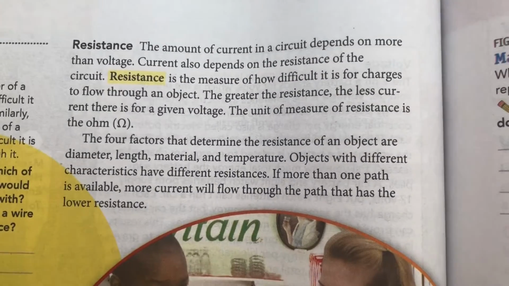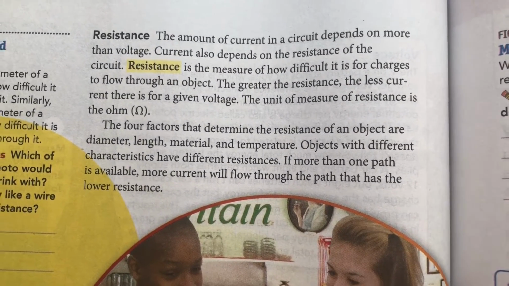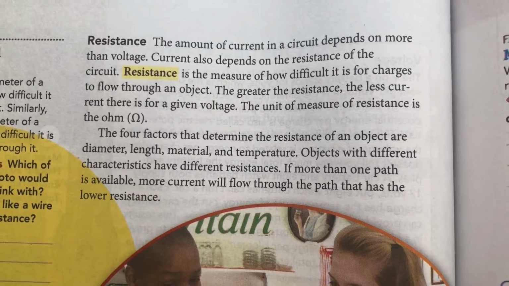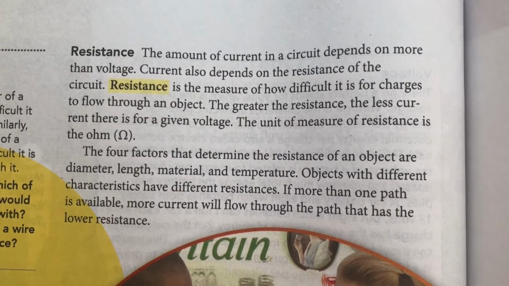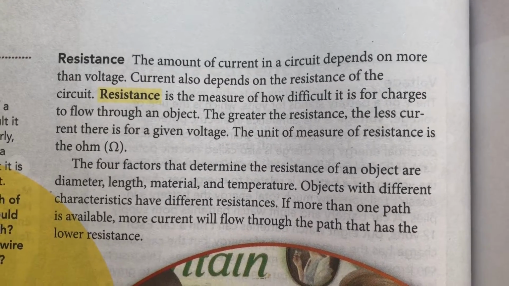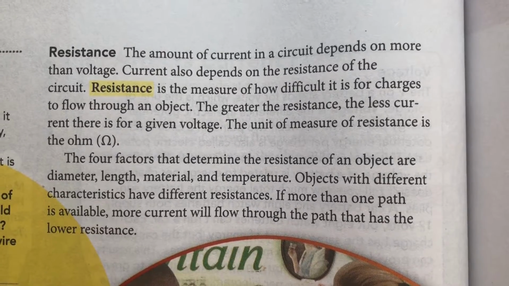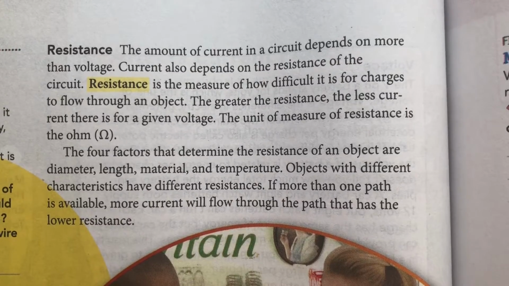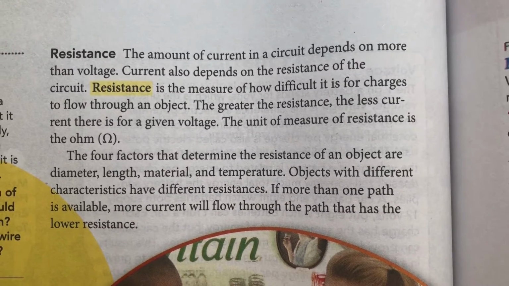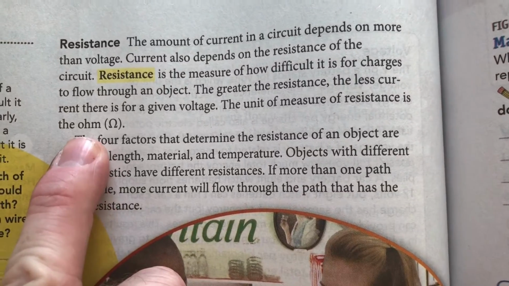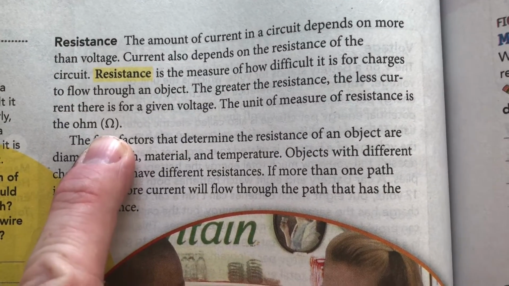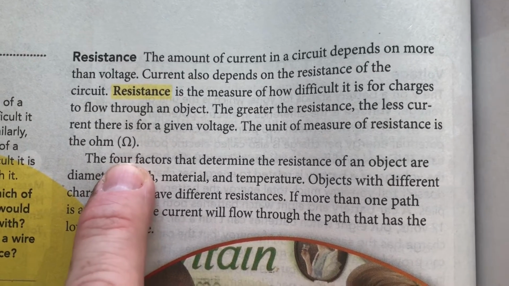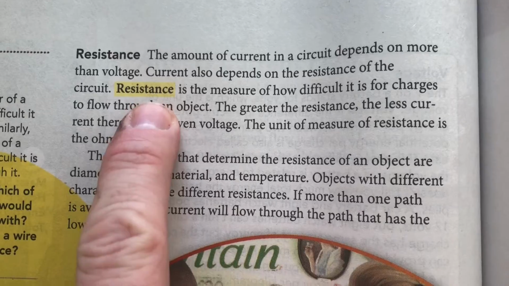Resistance. The amount of current in a circuit depends on more than voltage. Current also depends on the resistance of the circuit. Resistance is the measure of how difficult it is for charges to flow through an object. The greater the resistance, the less the current there is for a given voltage. The unit of measure of resistance is an ohm, and it is a Greek symbol. It also looks like a horseshoe. Remember, that's the symbol for ohms, which is the unit of measure for resistance.